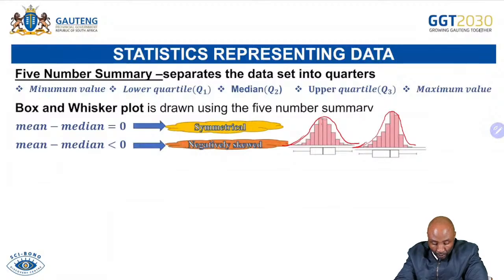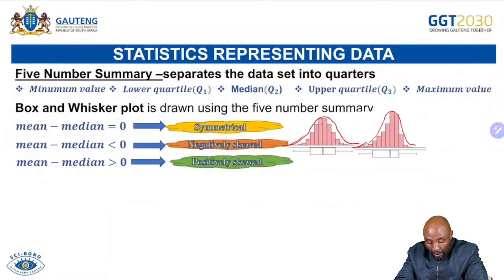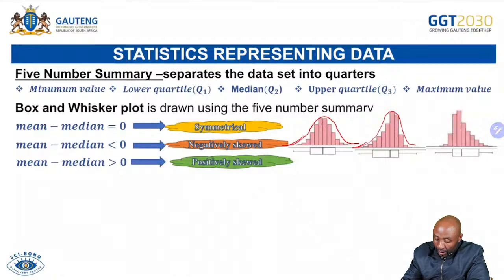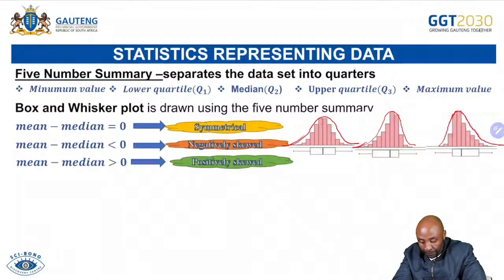And then we also have a scenario where our mean is greater than the median. When we subtract the median from the mean, we get a positive answer, and we say our box and whisker plot, or the data being analyzed, is positively skewed. And if you check, our normal distribution curve will tail to the right.